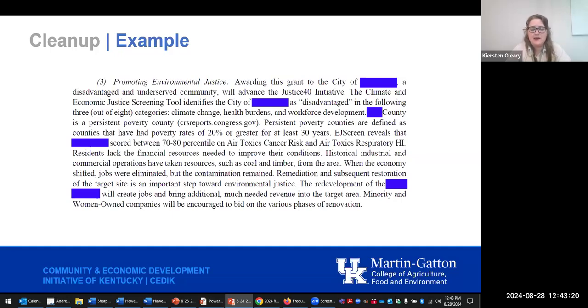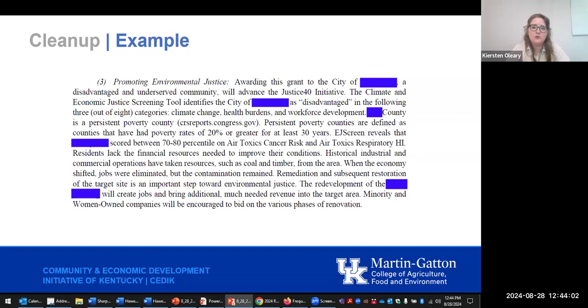This is the last example that I have under cleanup. Awarding this grant to the city of blank, a disadvantaged and underserved community, will advance the Justice40 initiative. And it's saying, again, that the tool identifies this city as disadvantaged in the following 3 out of 8 categories. I think it just tells a good story in that small space. This one nods to the previous area where it says historical, industrial, and commercial operations have taken resources such as coal and timber from the area. And I think that's true for a lot of Kentucky counties.